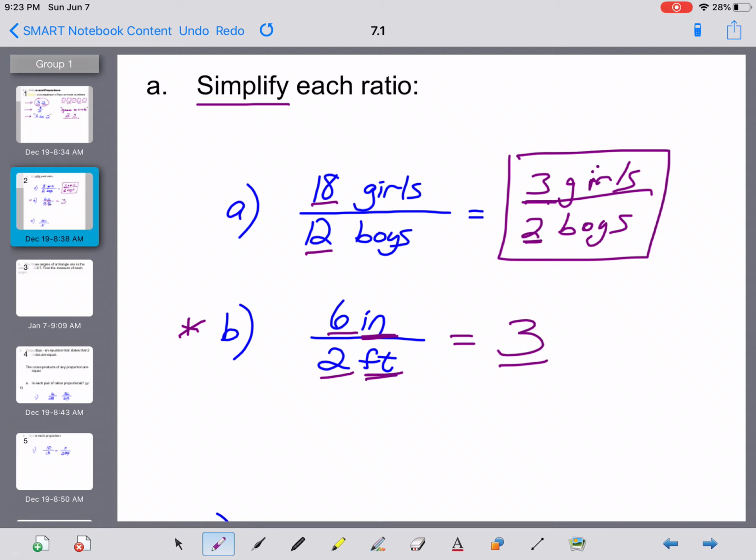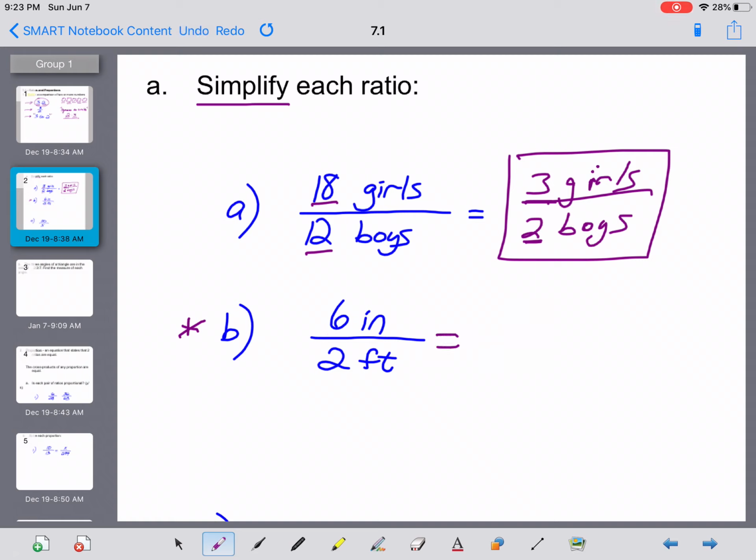So as soon as I ask you guys, what's bigger, 6 inches or 2 feet, everybody's going to know that the denominator, 2 feet, is actually the bigger number. And that means that our answer here of 3 isn't correct because we've ignored the units.